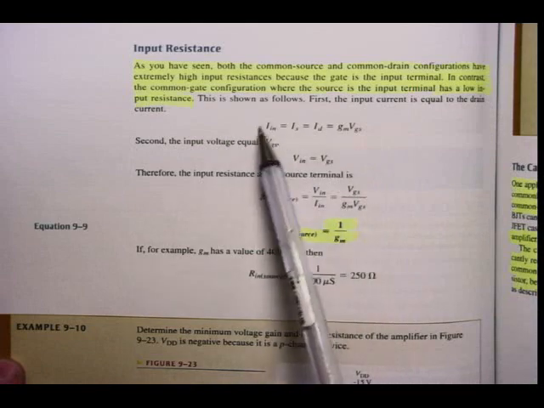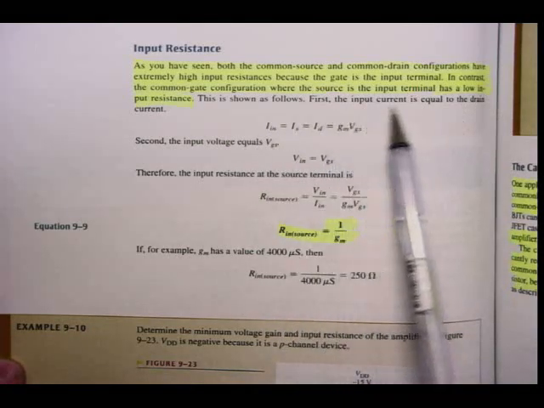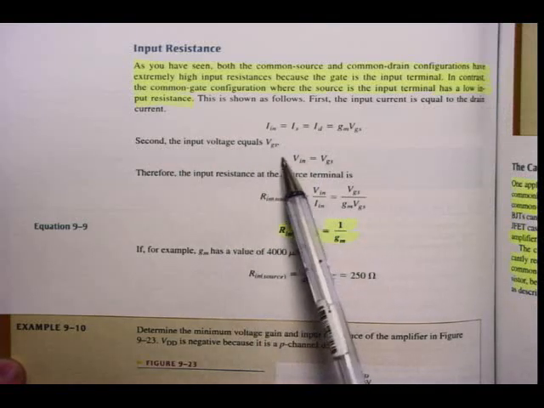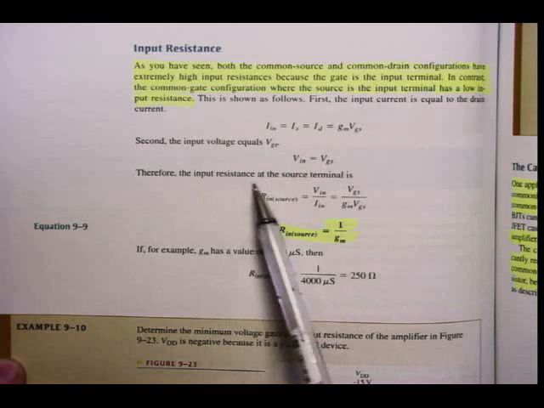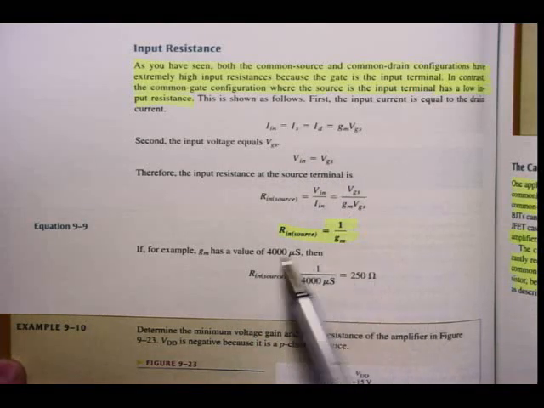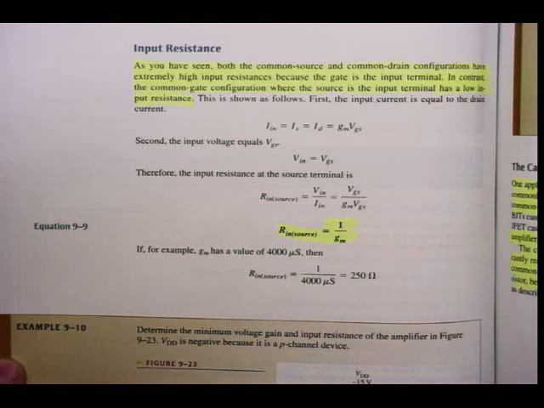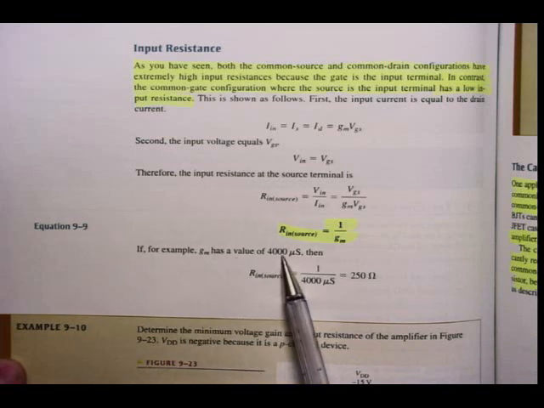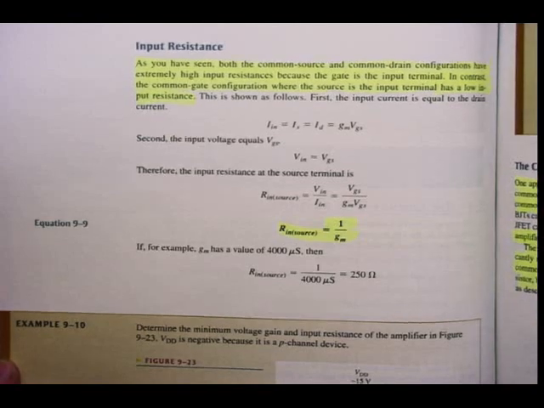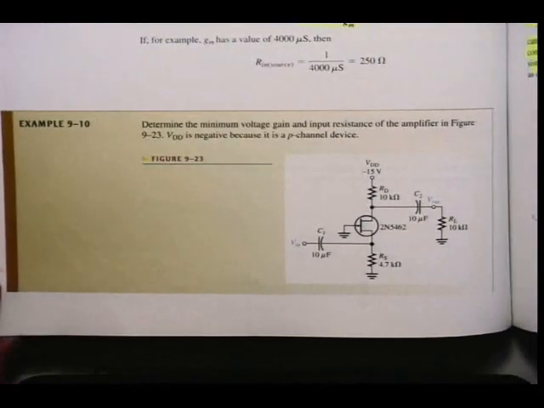Okay, so they show it here. First, the input current is equal to the drain current. Second, the input voltage is equal to Vgs. Therefore, the input resistance at the source terminal, Vin over Iin, is Vgs over gm Vgs. So, Rin at the source is 1 over gm. And they used an example here. gm has a value of 4,000 microsiemens. Then Rin at the source is the reciprocal of that, of course, 250 ohms, which I can see is fairly low. Let's have a look at the example at the bottom of the page.